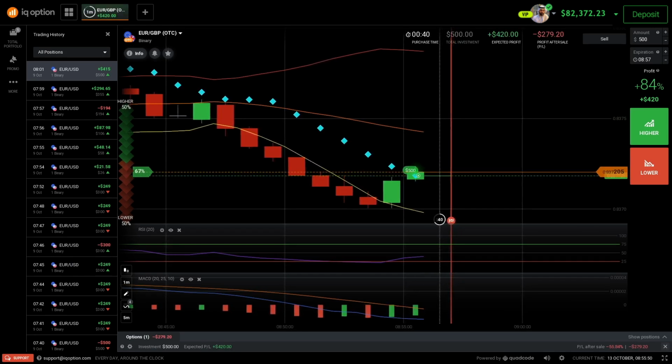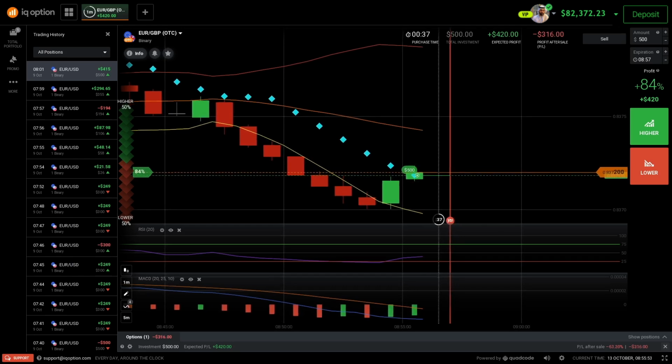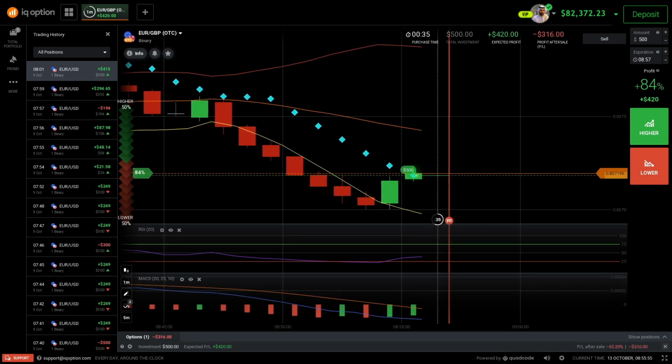So the first trade, so as I was saying, the market will create a clear uptrend and it will be green. So a clear, green, beautiful type signals that I love.